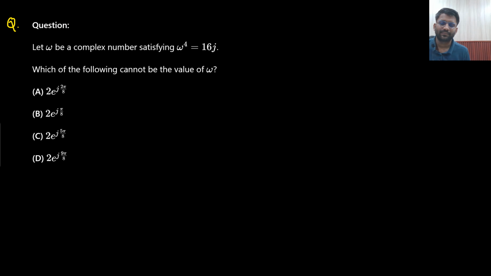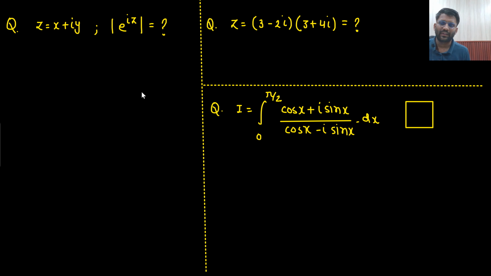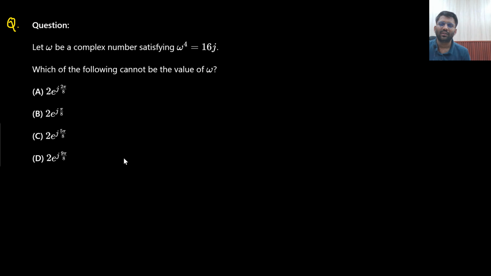Then you solve these questions straightforward. They are not very difficult. Z equals x plus iota y. What is the magnitude of e to the power iota z? Then you simplify this, then solve this integral. This is not difficult. What is this? E to the power iota x divided by e to the power minus iota x. So this you can surely solve. This question also you try to solve. This is also a GATE IQ, GATE 2023, I guess. So this question you try to solve.